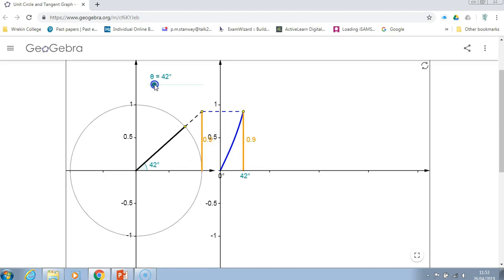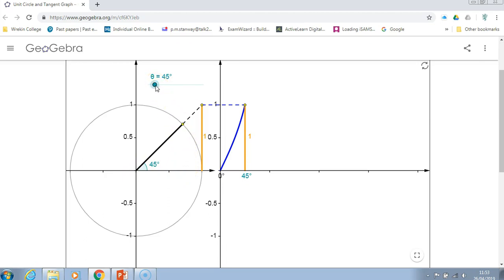If we have a little look at what happens when we get to 45, there we go. What we've got at 45 is the fact that that side there and that side there, because the angle is 45, this triangle that I'm tracing out with my cursor is now essentially an isosceles triangle, so the opposite side and the adjacent side are the same length, which is why the tan of 45 is 1.